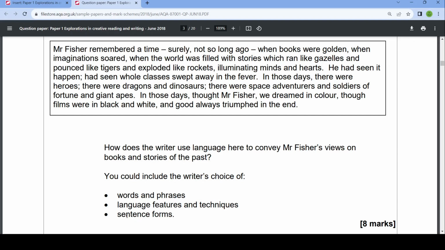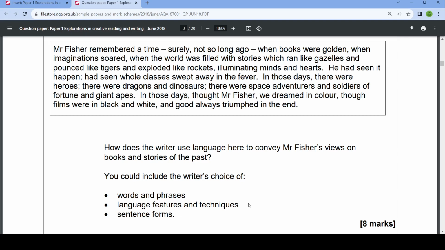And in terms of the sentence forms, I would be careful with sentence forms because the problem there is that quite often students write that, oh, the writer has used a short sentence or a long sentence. Well, okay, but that's very easy to spot. A primary school student can do that. So unless you can say something about the effect of the short sentence or the long sentence, then you really want to avoid it. So my advice would be really just to stick to words and phrases, language features and techniques, effects and connotations. Okay.